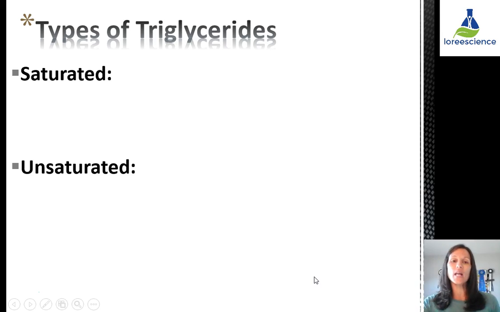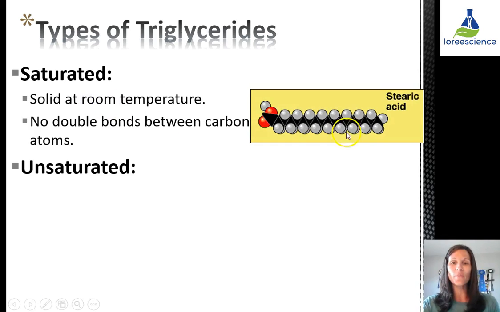There are two major types of triglycerides, depending on how those carbons are bonded together in the fatty acid tail. There are saturated and unsaturated. As the name saturated implies, meaning it is full. It has the most number of atoms possible. So when we look at this fatty acid tail, it's all single bonds between the carbons, meaning that each carbon has two hydrogens attached to it. These types of triglycerides are solids at room temperature because these fatty acid tails are long and flat and linear.